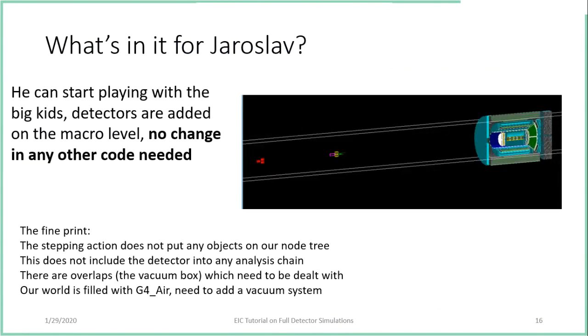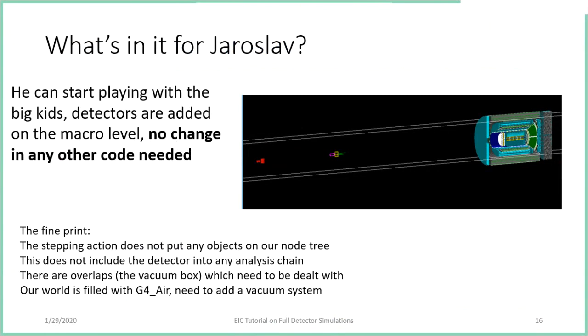But what else is in there? He can actually start playing with the big hits. Because as I pointed out, our detectors are added on the macro level. I can take the macro you just saw. Example 3 shows then how this is really done. I can take his subsystem and just add it together with our EIC detector implementation. So I can add his detector to other detectors easily without having to recompile anything.